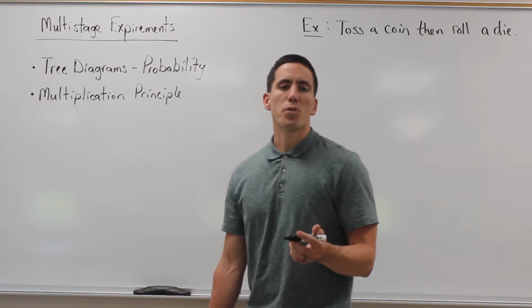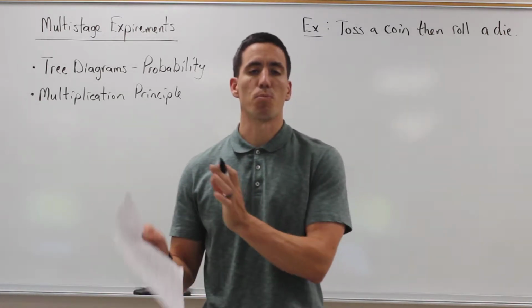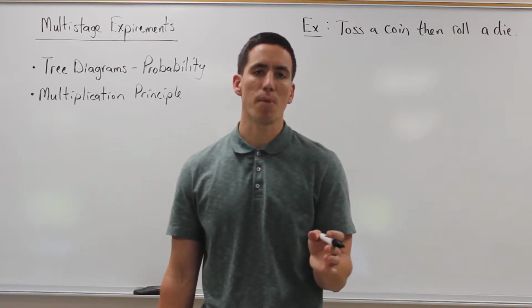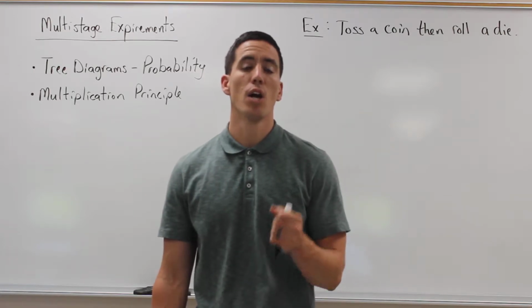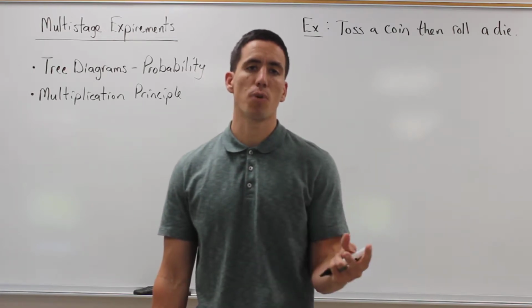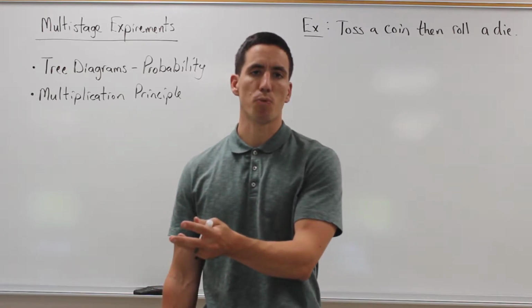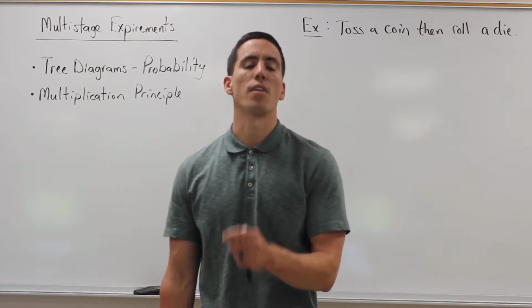So when we talk about a multi-stage experiment, what we're referring to is an experiment that has multiple parts, which are often either repetitions of the same action or two different actions. In a second, we'll do an example where we flip a coin, that's the first part of the experiment, and then we roll a die. That's the second part of the experiment. Or it could be an experiment where we flip a coin, then flip a coin, and then flip a coin again.